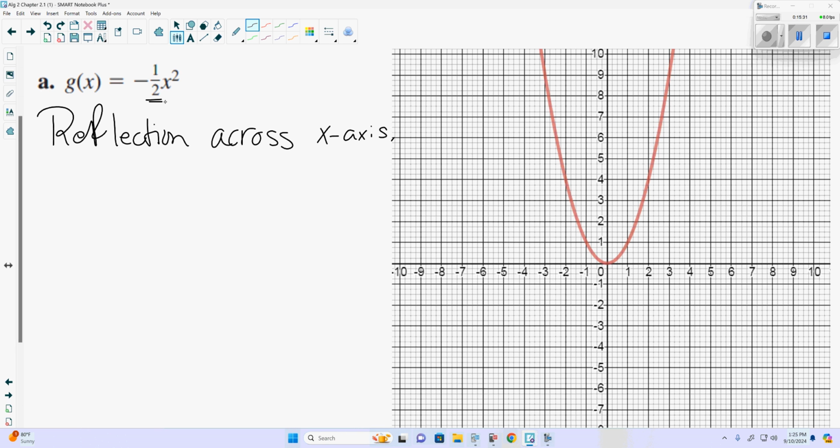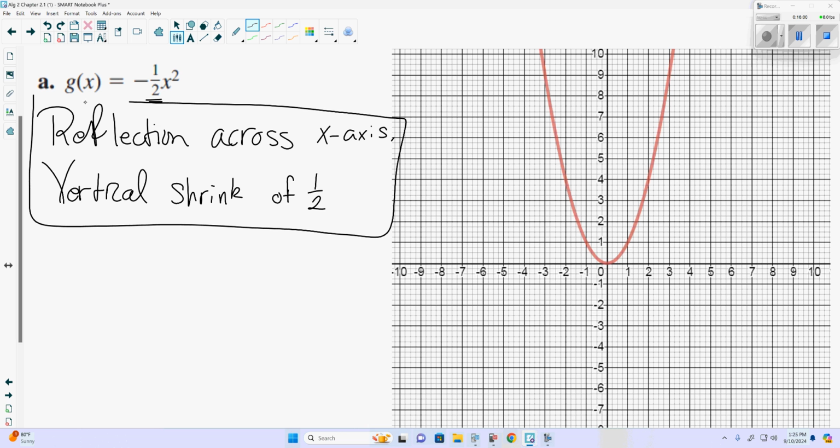Our 1/2 is our stretch or shrink. Now, since it's outside parentheses, this would be a vertical stretch or shrink of 1/2. Vertical is just what we look at. Since it's between 0 and 1, it is a shrink. If that value outside the parentheses is greater than 1, it would be a vertical stretch. That's it. This here is a reflection across the x-axis and a vertical shrink of 1/2. Questions on this here?